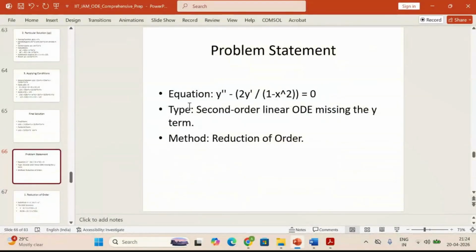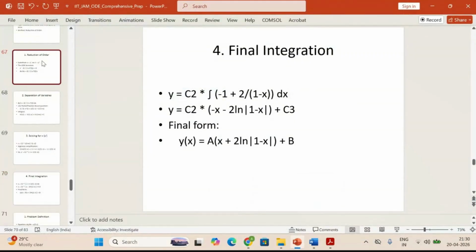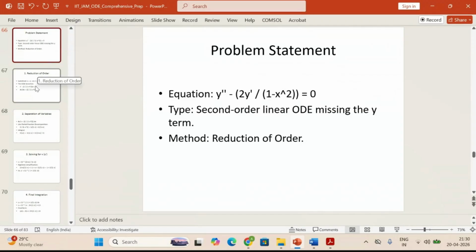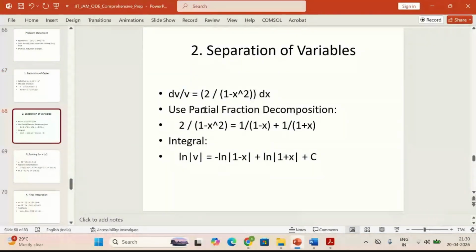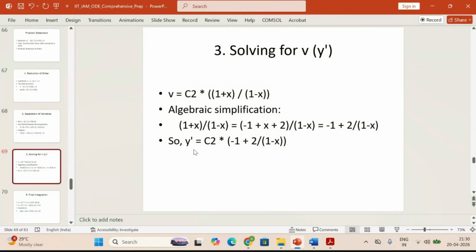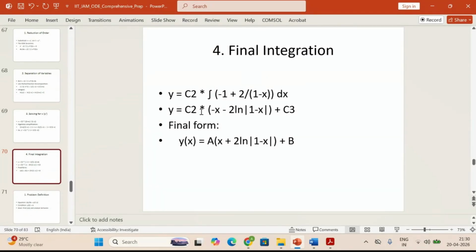Okay, so moving on to the next question. This doesn't have a y term, as you can see. It is a second order linear ODE missing the y term. It is y double prime minus 2y prime divided by (1 minus x squared) equals 0. So we substitute v equals y prime, so v prime equals y double prime. So the ODE becomes v prime minus 2 by (1 minus x squared) v equals 0. So dv/dx equals 2 by (1 minus x squared) v. Separation of variables, then we use partial fraction decomposition. Then we get this integral. And finally, after algebraic simplification, we get y prime equals c2 times (minus 1 plus 2 over (1 minus x)). And then the final form is y(x) equals a times (x plus 2 ln|1 minus x|) plus b.